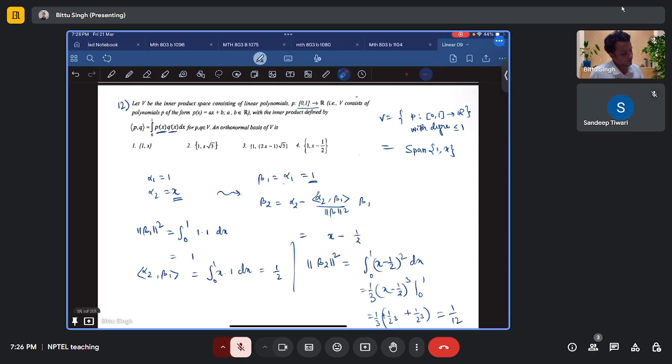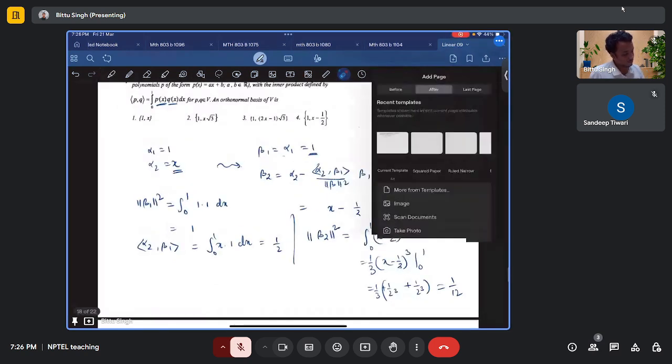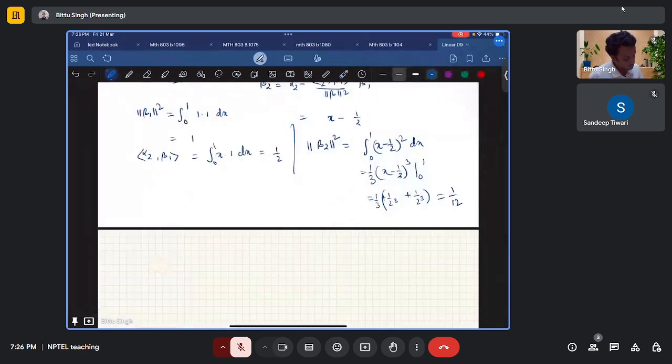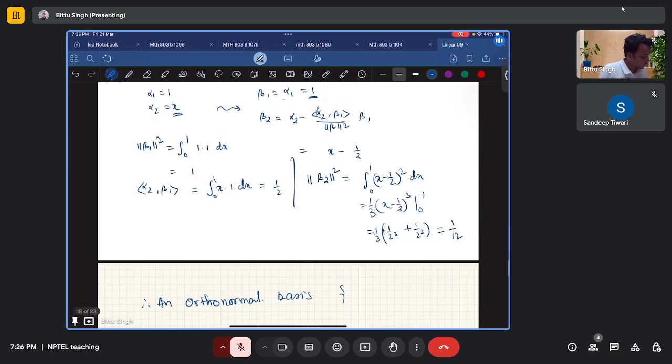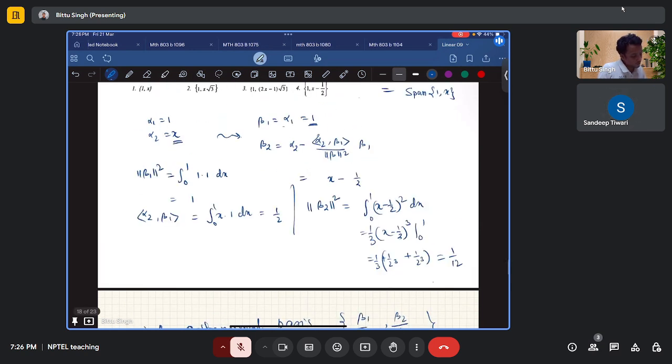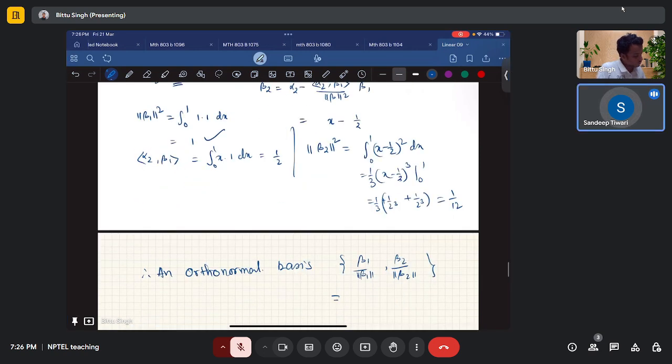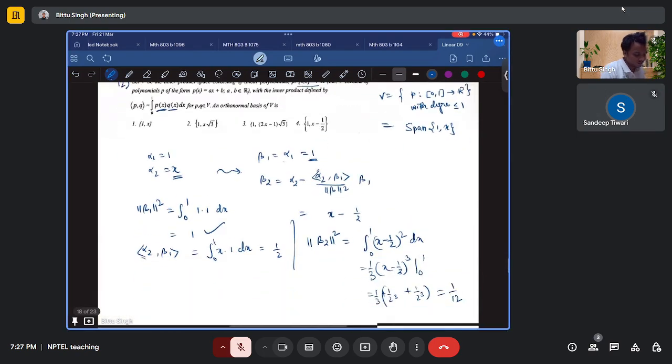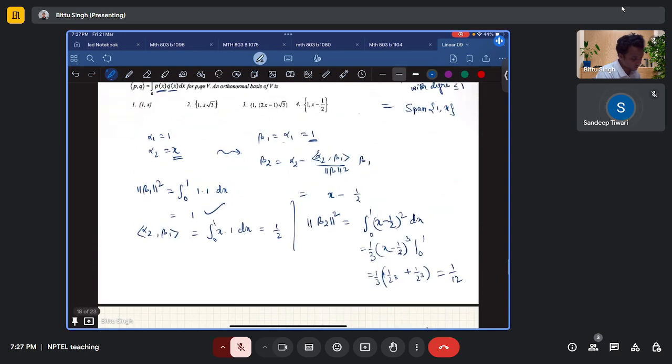So we need to divide by the norm. Therefore an orthonormal basis is beta 1 by norm of beta 1, similarly beta 2 by norm of beta 2. The norm of beta 1 is actually 1, we have already proved. So 1 comma 1 by square root of 12. So those are two orthonormal basis vectors, but actually this is not matching with anything, right?